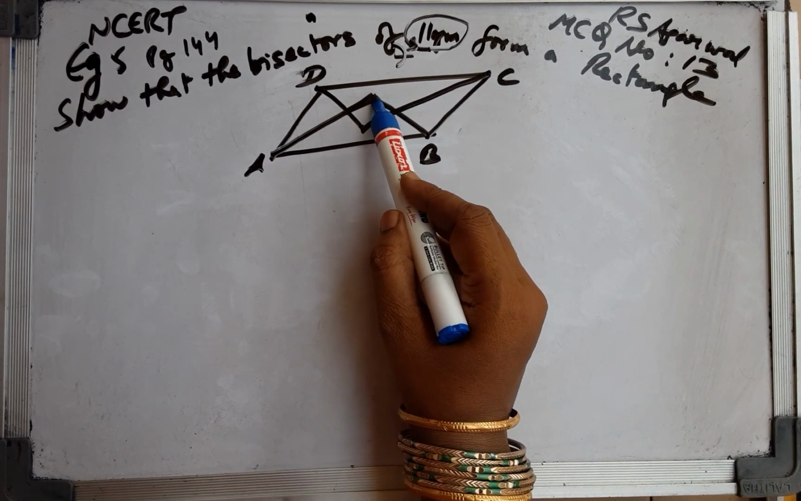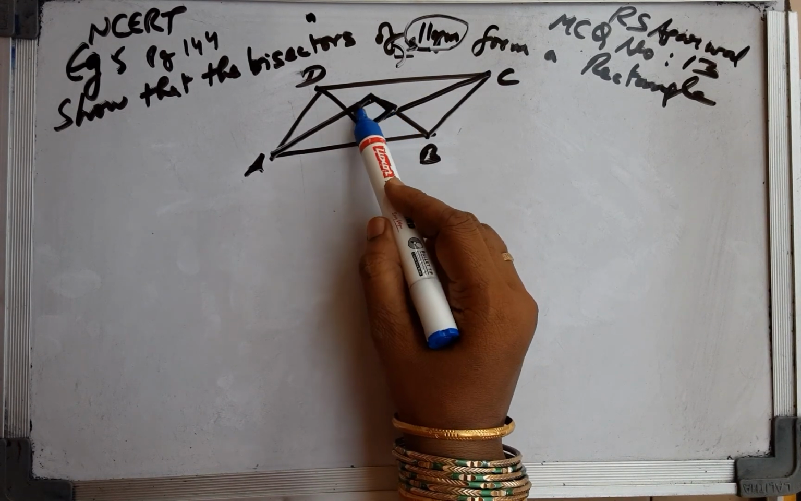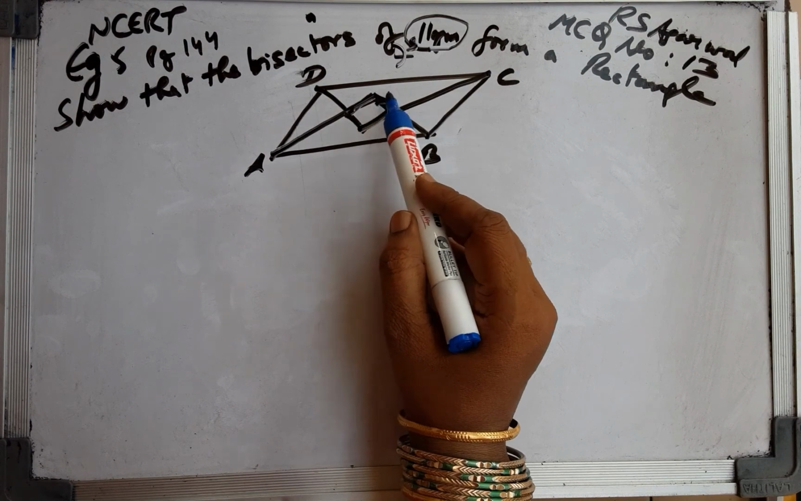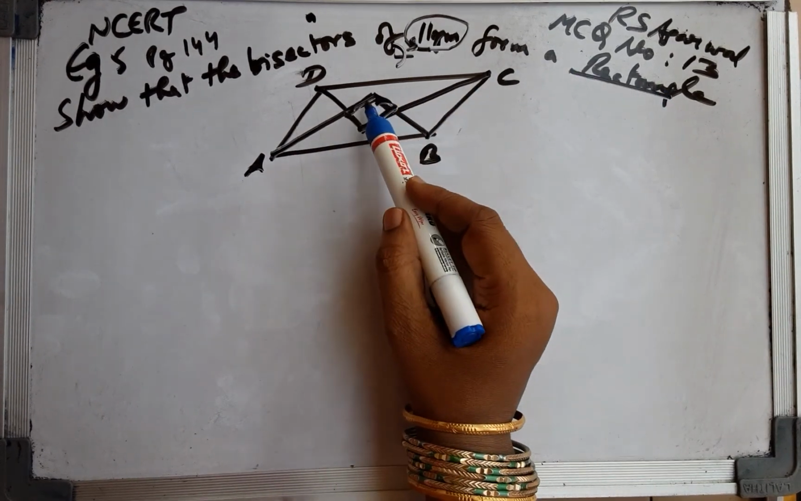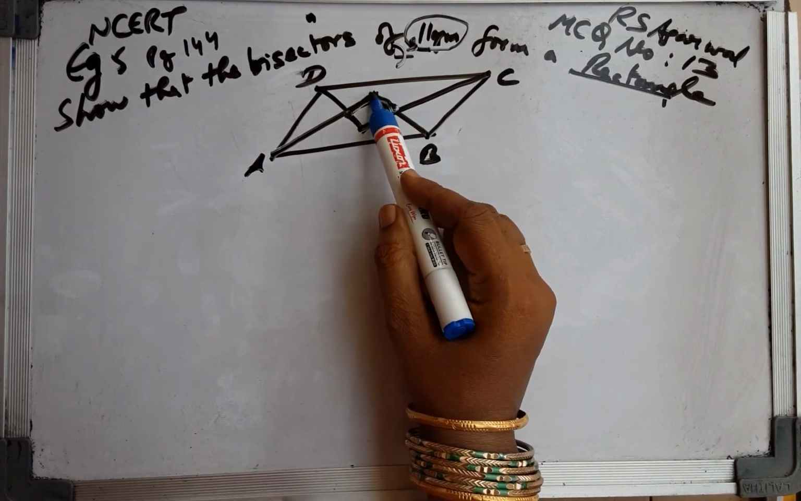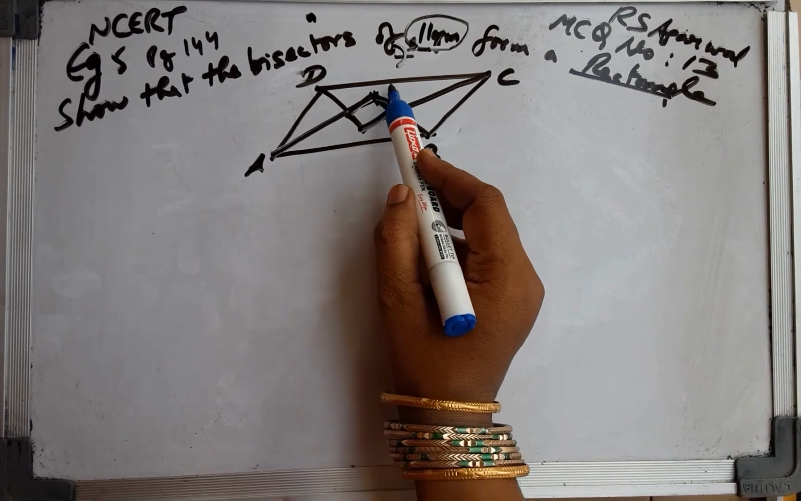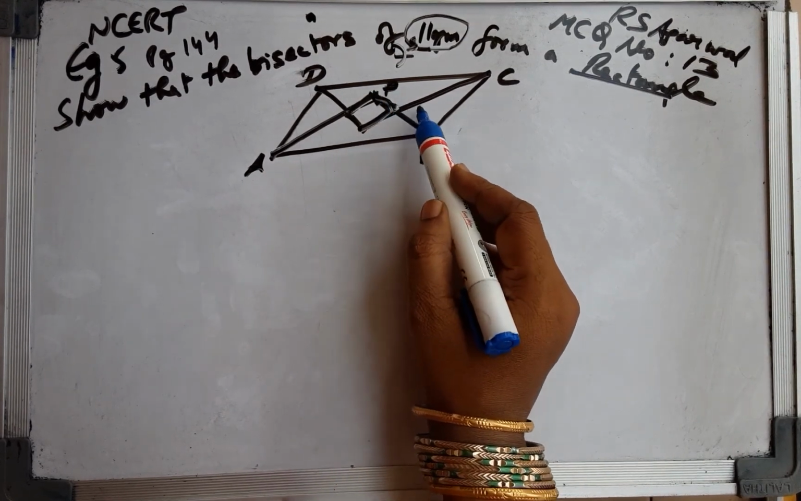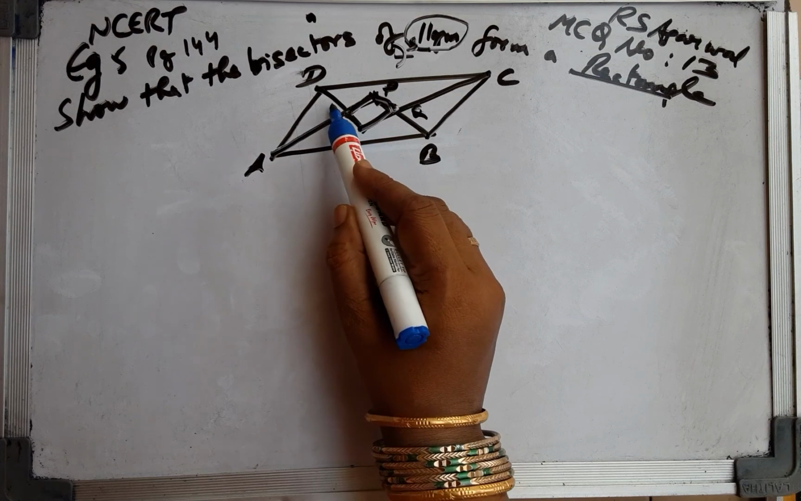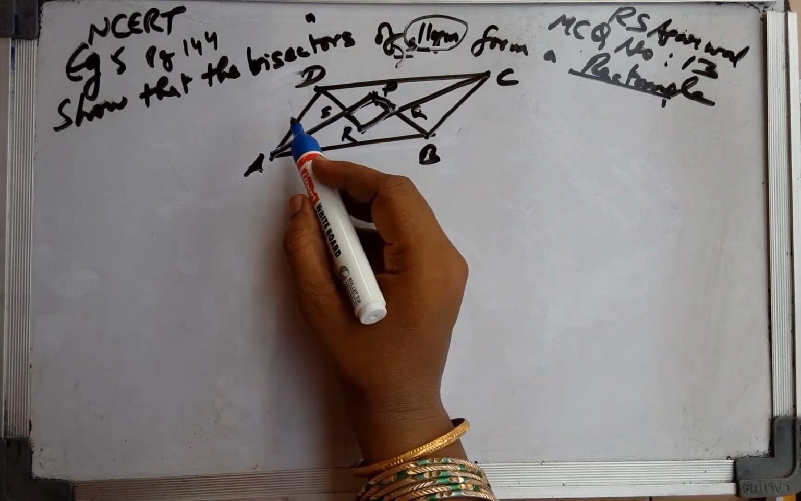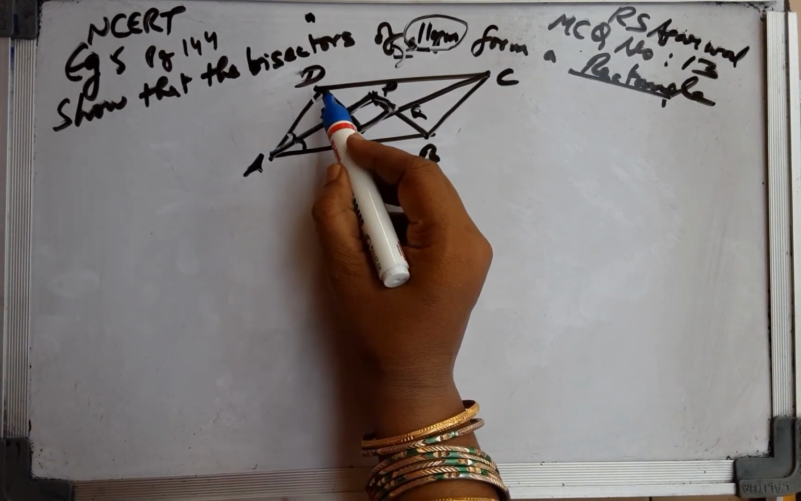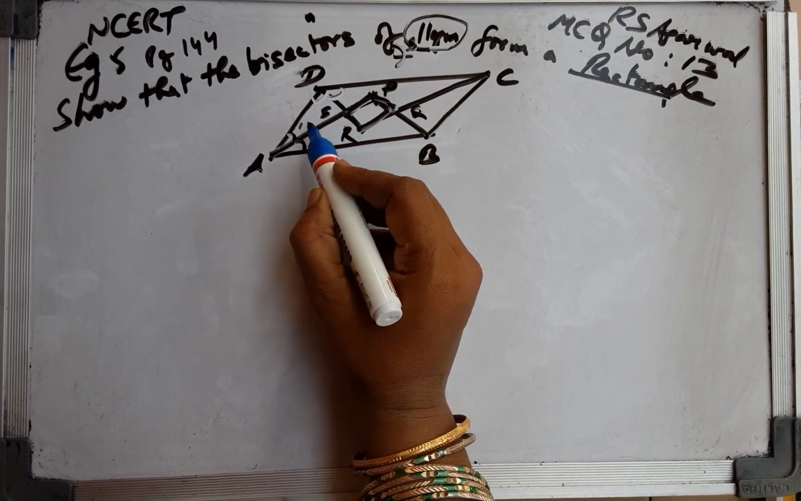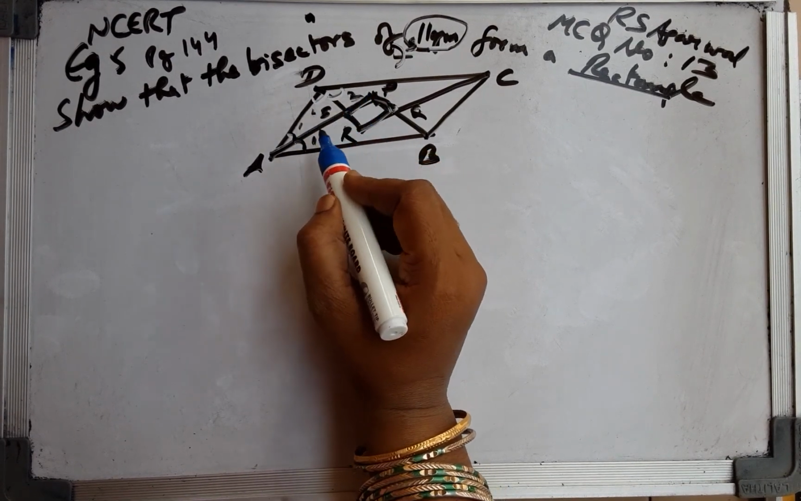Now this internal structure is a rectangle. We have to prove that this is a rectangle. I name it P, Q, R and S. By bisectors we mean this angle is equal to this and this angle is equal to this. Therefore this is 1, 2.